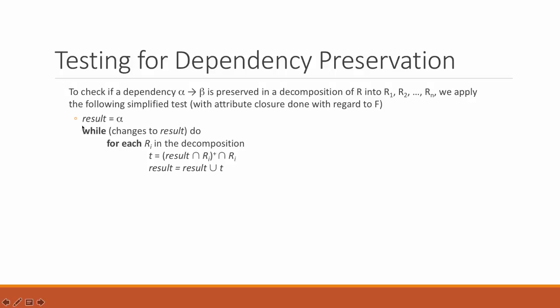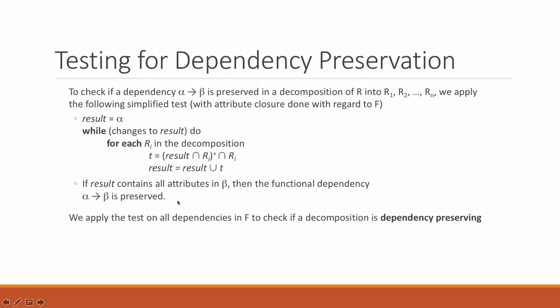So what do we do? Well, we start with saying, okay, our result is equal to alpha, the left side. And then while we find new things to add to result, for each relation in the decomposition, we find the intersection between the current attribute set that we found so far and the values in that particular relation. We take the attribute set closure of that, and then we take the intersection of that with R sub i. And then we add the things that we've calculated to our result. If the result contains all of the attributes in beta, then our functional dependency is preserved, that we can check this functional dependency somewhere.